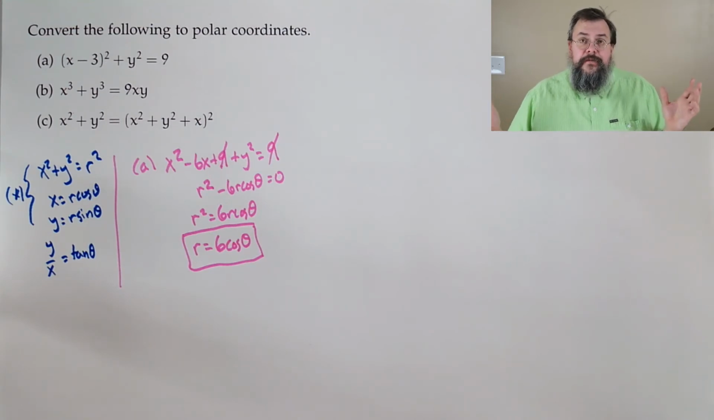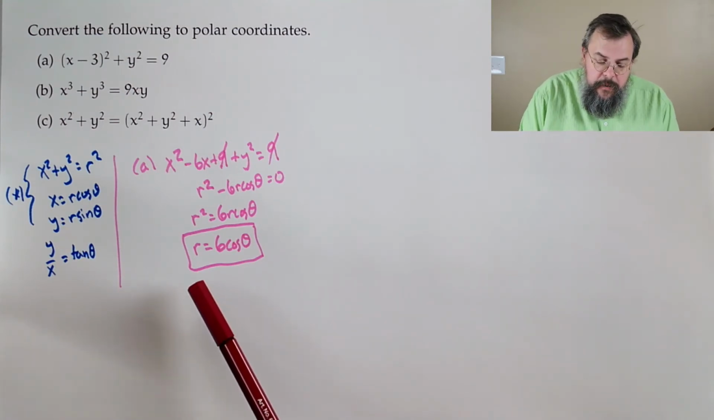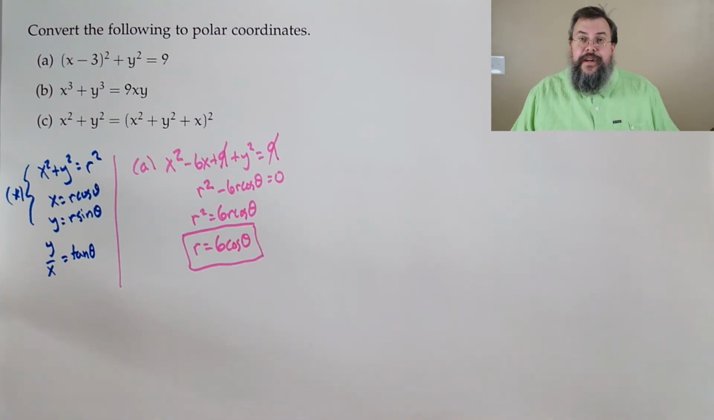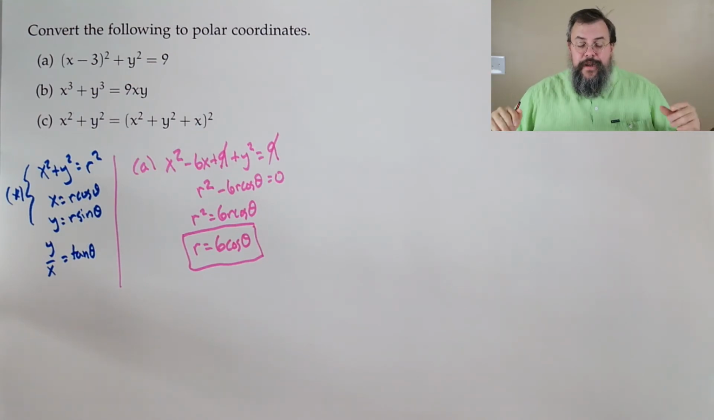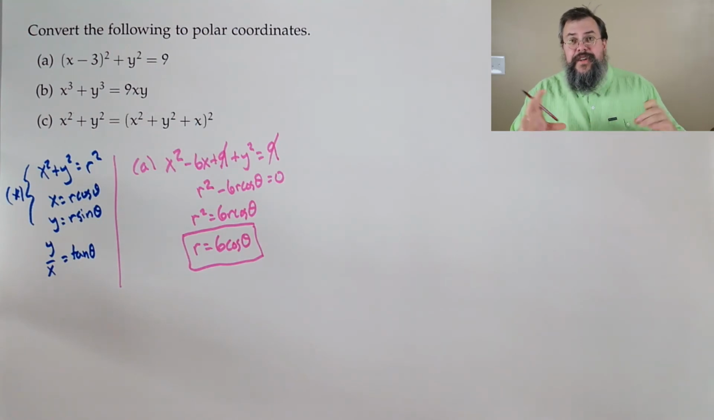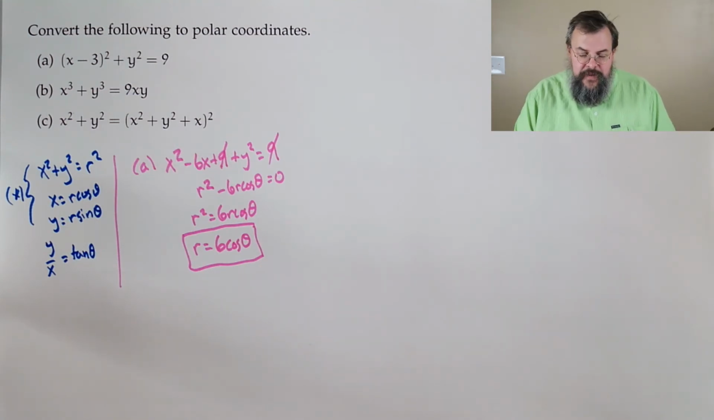Well, it could be 0, and that's a possibility. But the thing is, at the end, we see there are times when cosine of theta is equal to 0, so we're still going to get an r equals 0 out of this equation. So we're fine. We didn't lose anything by dividing it out by r. And it's essentially always going to be the case that that's true. So go ahead, divide by r, you'll be fine.